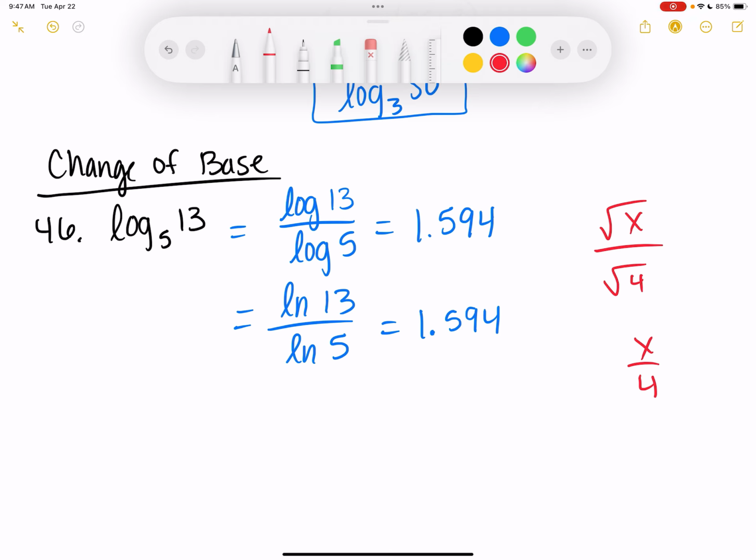I have a better one. Why is the cosine of 5 over the cosine of 4 not 5 over 4? Because the cosine of 5 isn't 5. Okay, that makes sense. So the log of 13 isn't 13.